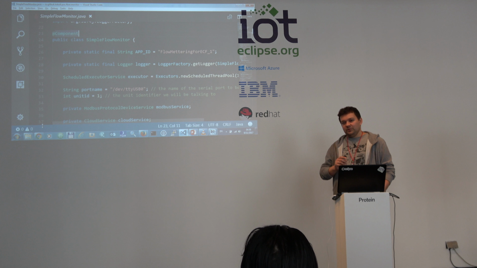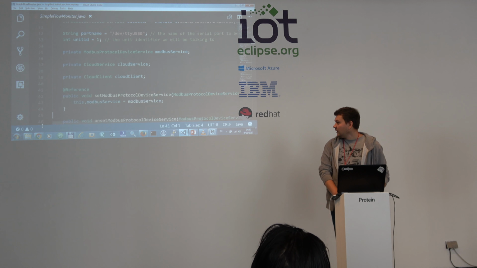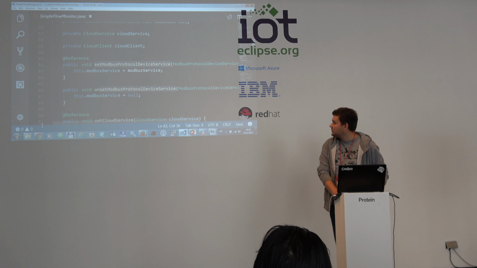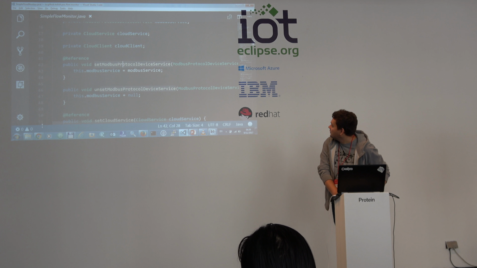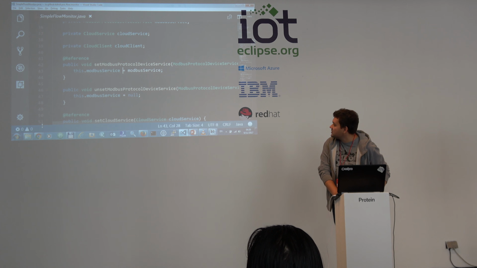For Kura, we need to have the Modbus service available, cloud service, and cloud client. So we are declaring methods that will inject the Modbus service here, and also the cloud service and OSGi framework. In this case, Eclipse Kura, which is running on Equinox, will inject those services if they are available during runtime.